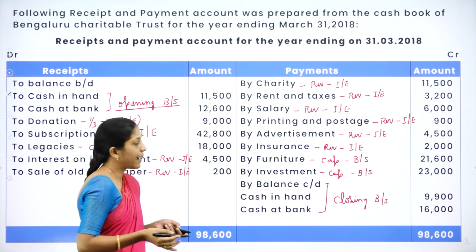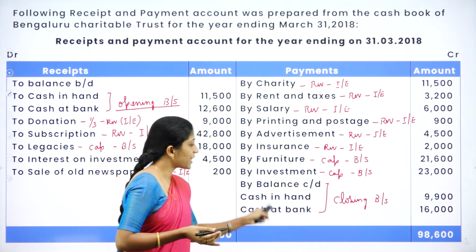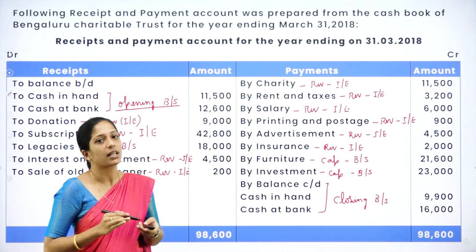Next, furniture is a capital item. We are not going to record it. Investment is also a capital item. Next, cash in hand and cash at bank are also capital items, which come under the closing balance sheet.